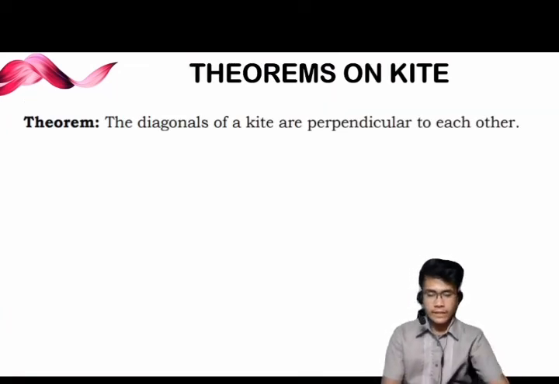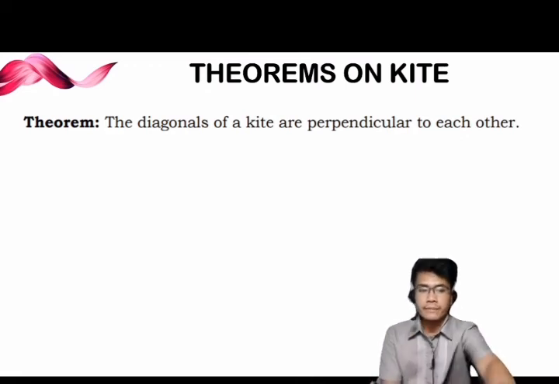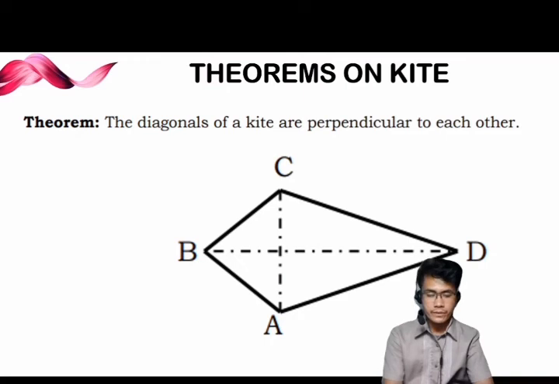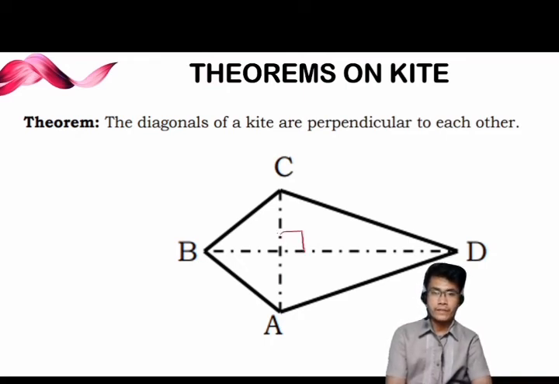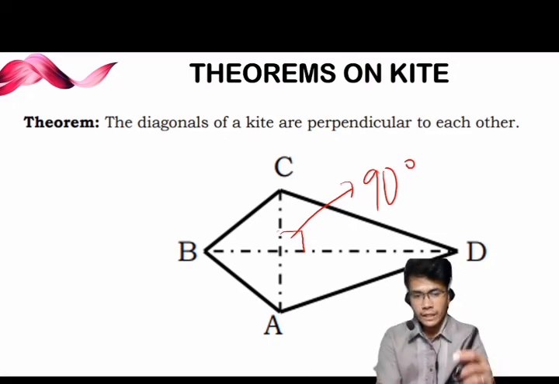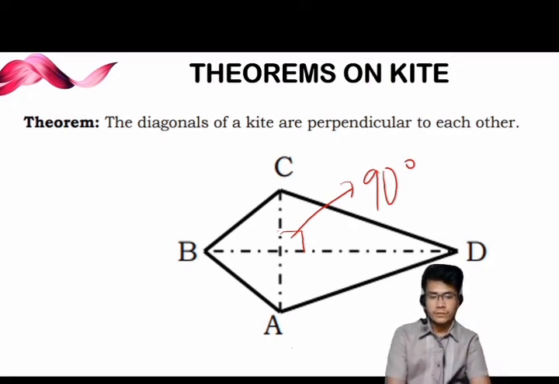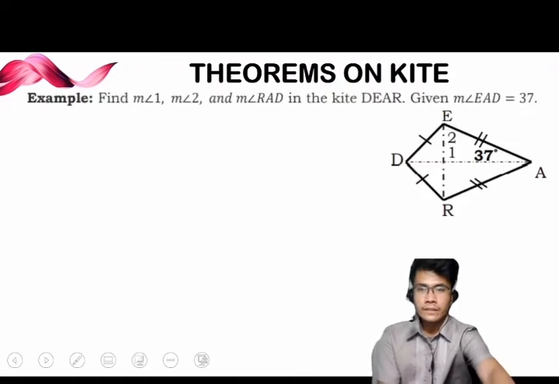The diagonals of a kite are perpendicular to each other. Okay? So, yung dalawang diagonals class, when they intersect, they form 90-degree angle. Kaya nga perpendicular. Ayan po. So, when you say perpendicular, kapag nag-intersect yung dalawang diagonals, ayan, they form 90-degree angle. Na ang measure po ay 90 degrees. Okay? Lahat po yan. Alright? Now, let's have the application.